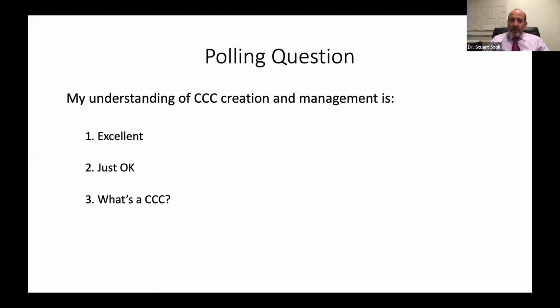So let's jump into a polling question here. My understanding of CCC creation and management is number 1, excellent. Number 2, just okay. Or number 3, what's a CCC? So if you take a moment and enter your response, I'd just like to get a sense of who the audience is here. I'm guessing these are mostly surgeons in training at the beginning of their learning curve, going through things, is hopefully who we have a lot that's tuned in today. And I hope that this will bring up some valuable insights.